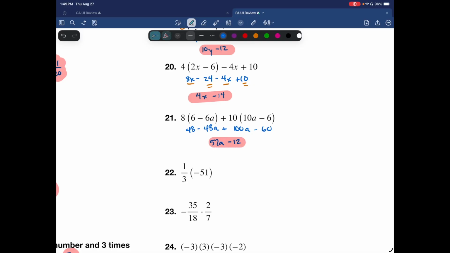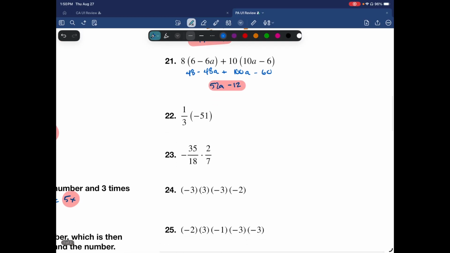There you go. All right, so this is very similar to some of the first things that we talked about. All right, this is the same thing as negative 51 over 3, and that will reduce to negative 17.